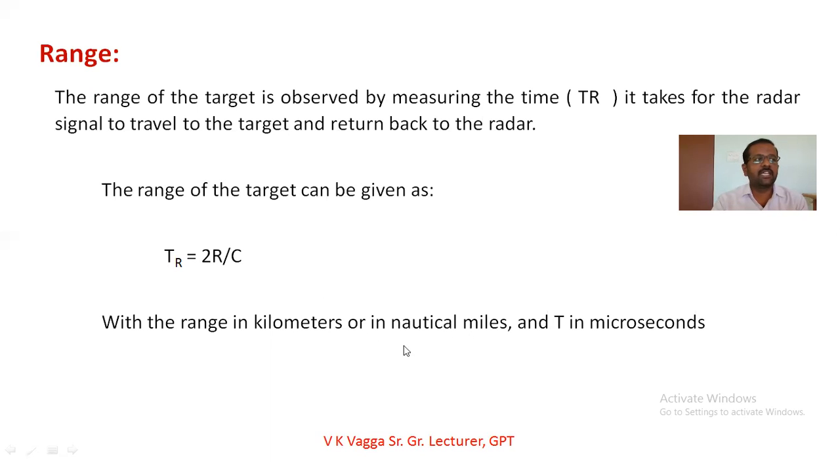And what is T? It is to be measured in terms of the microsecond. It is equal to 10 to the power of minus 6. It is within a fraction of a second. It can go, identify the target, and again come back. Okay, this is about the range here.